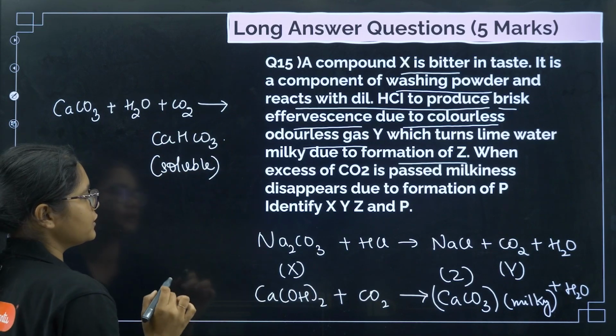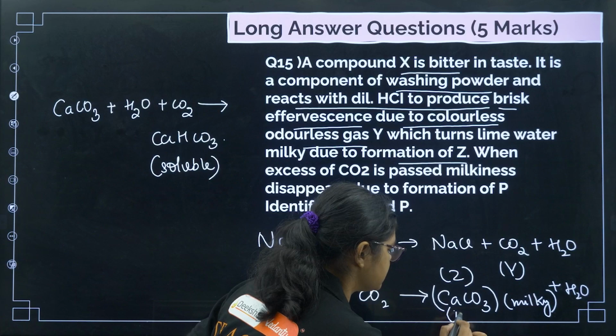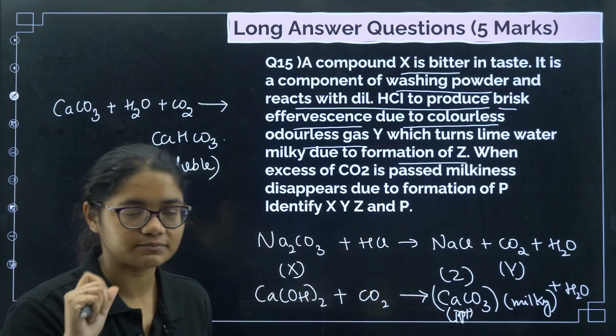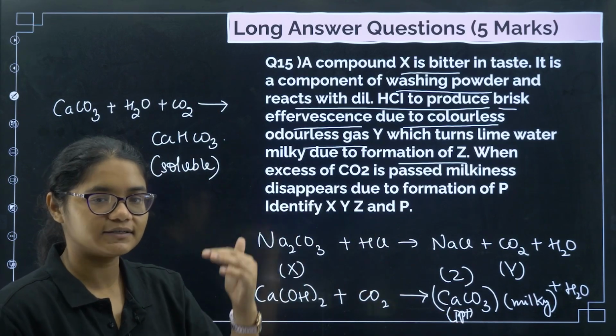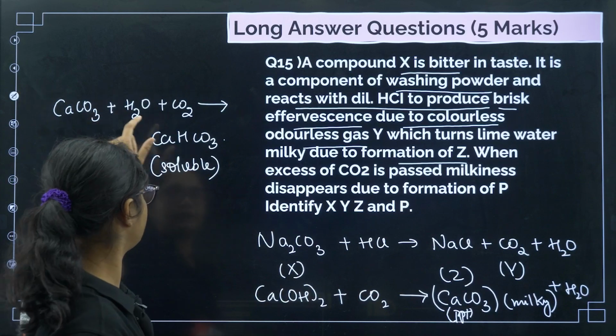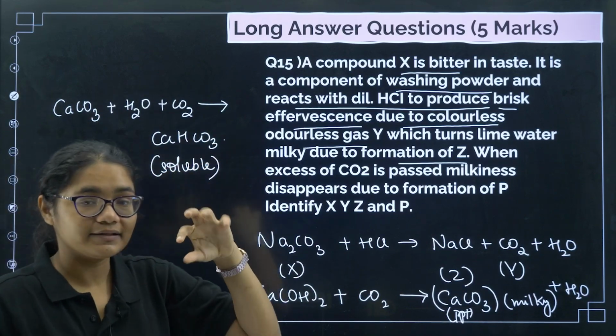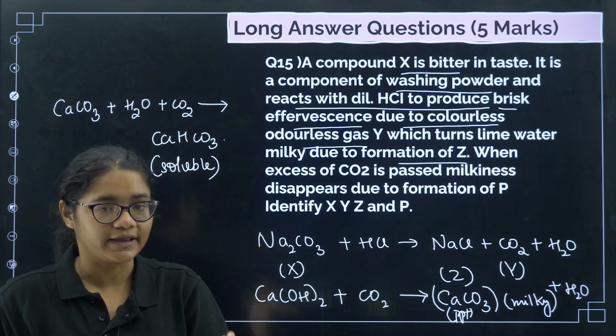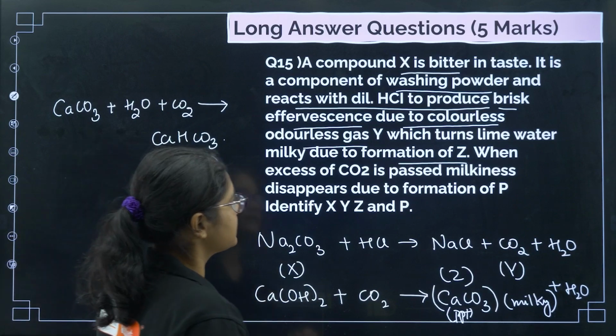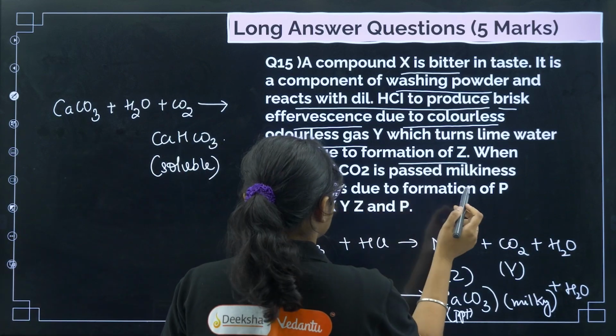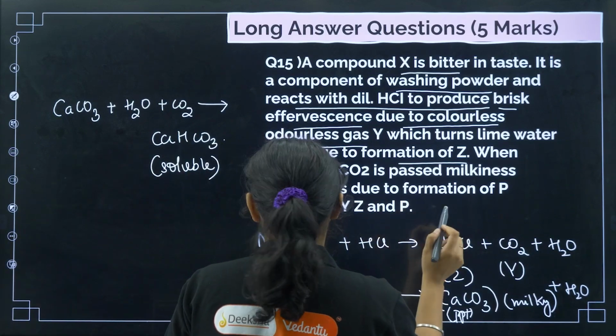Okay, because it is soluble, and this is insoluble, or I can say this is a white precipitate, so it becomes milky in color. Now if you keep on passing the CO2, this calcium carbonate turns to calcium bicarbonate, and this becomes soluble, so that milkiness again disappears. Okay, so what I can say, when the excess of CO2 is passed, milkiness disappears due to the formation of P.